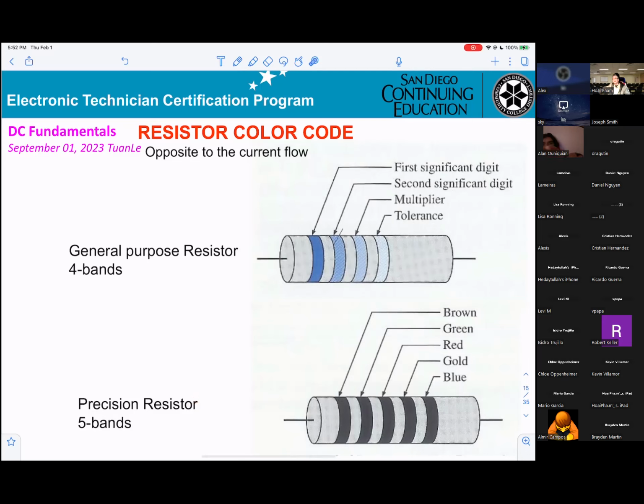Precision resistors get 5 bands. Same thing. The only difference is the cost: the general purpose is cheaper, the precision will be more expensive. I'll give you an example. You can buy this one for 5 cents. However, if you want to buy that one, it will be 25 cents. The thing is, it's more accurate.